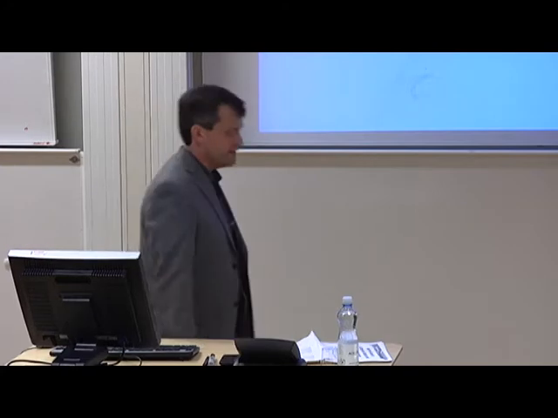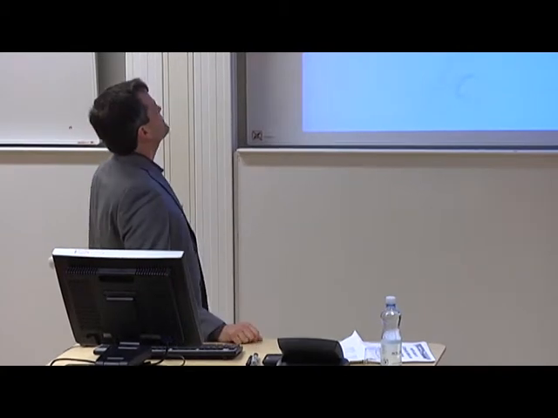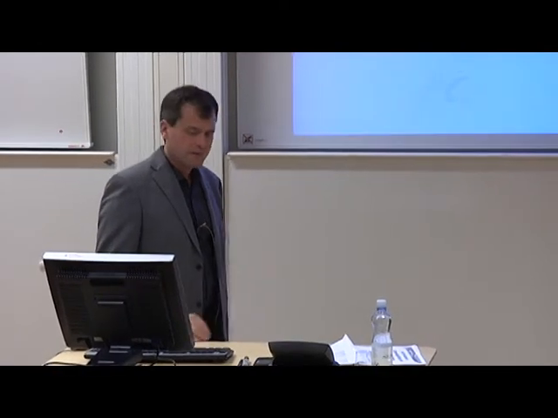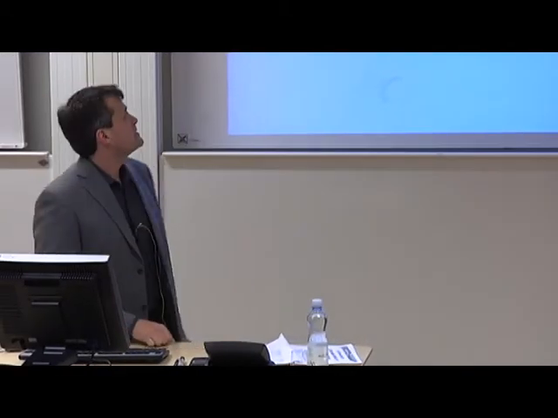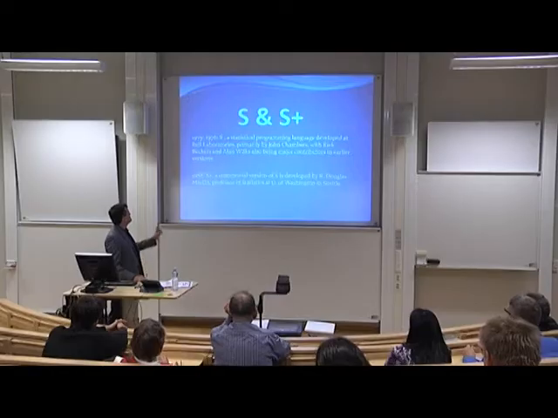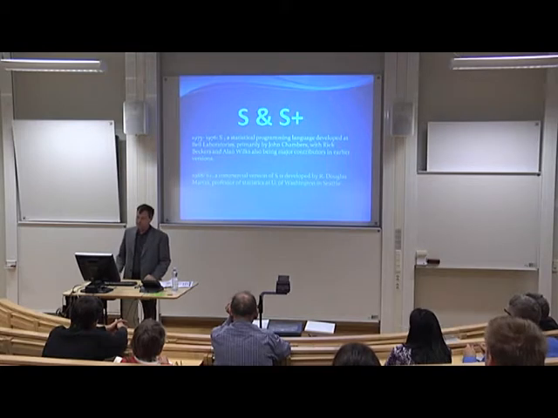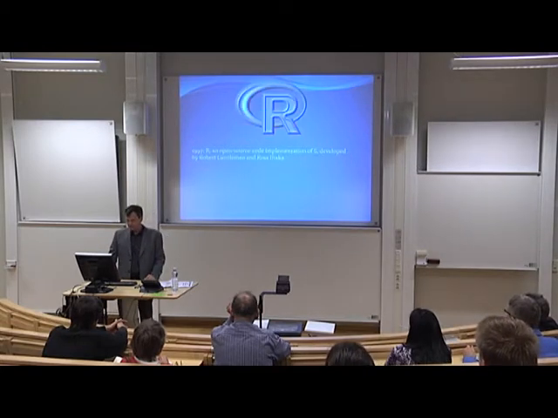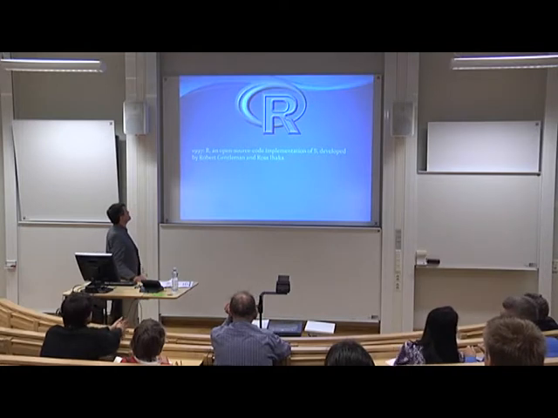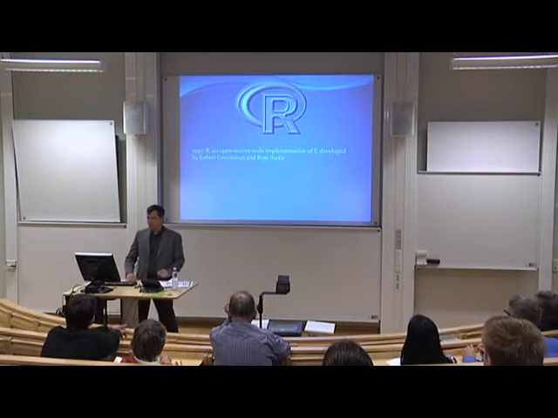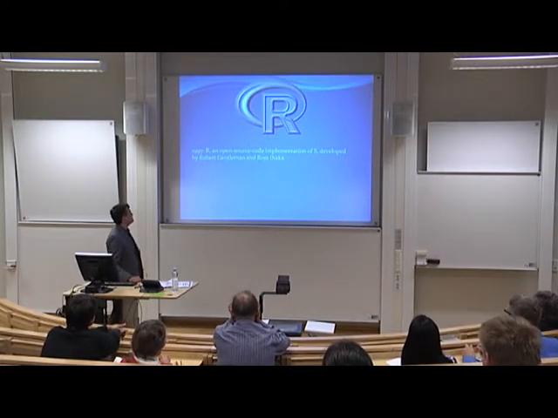I'm going back in history on this one. R is based upon an older system, S and S+, these statistical languages, which started off in 1975 and 1976, developed at Bell Labs by John Chambers with Rick Becker and Alan Wilks. Then in 1988, there was a commercial version, S+, developed. In 1997, R, an open source implementation of the S system, was developed by Robert Gentleman and Ross Ihaka.